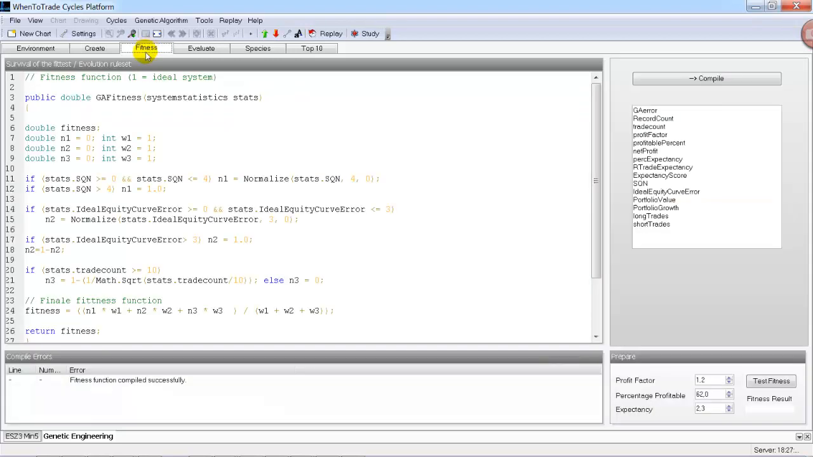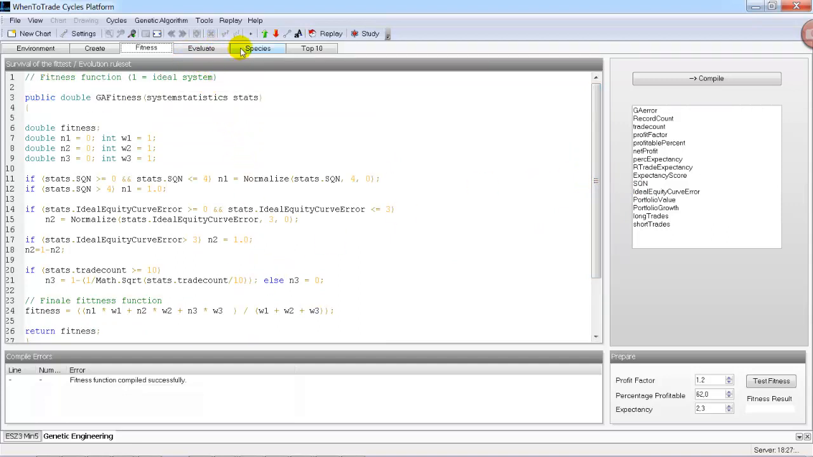So the fitness function, as mentioned before: we just want to have a high system quality number and an ideal equity curve, which means that the error should be quite low, and the more trades the better. So our fitness is calculated based on these 3 values. It's quite a simple fitness function, but that's what we want to see here.